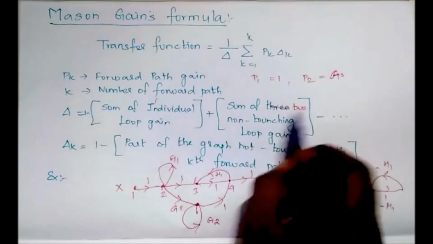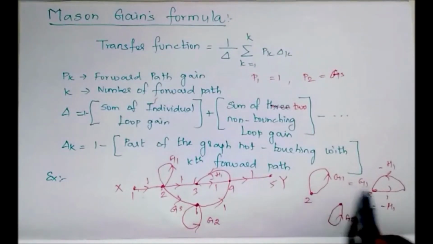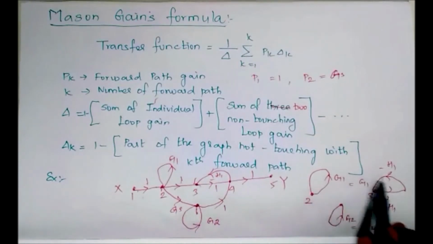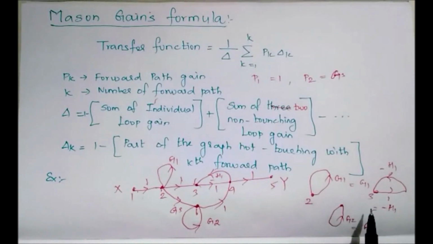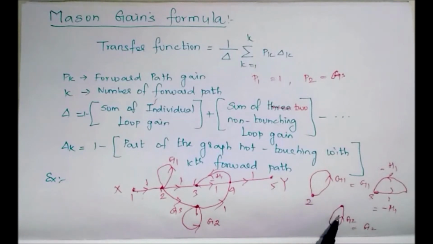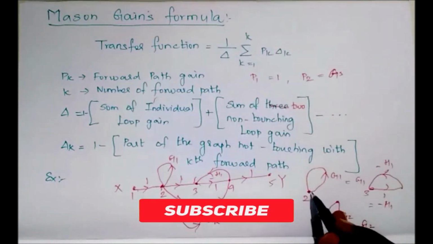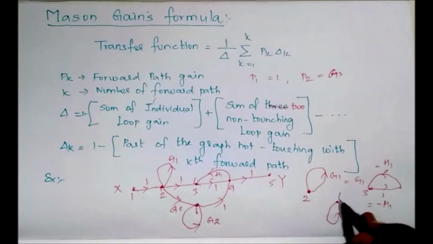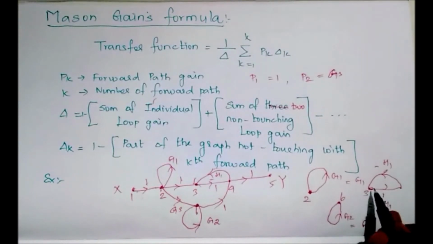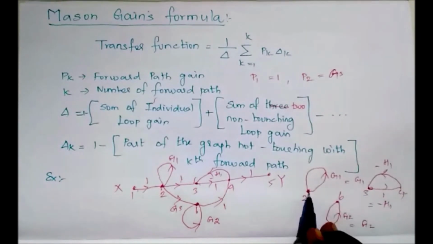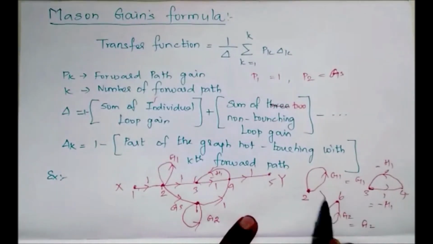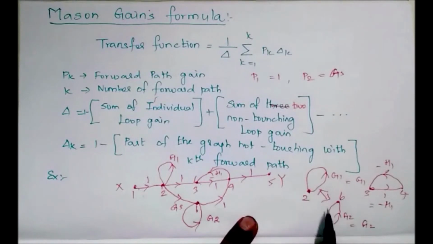Next, third one, sum of two non-touching loop gain. In the given example problem there are 3 loops only. So possibilities are, suppose we take this and compare with this, this loop is due to node 2, this loop is due to node 6, and this is between node 3 and 4. So now this is not touching with this. Therefore we can say it is the first combination of two non-touching loops. Its gain is g1 into g2.